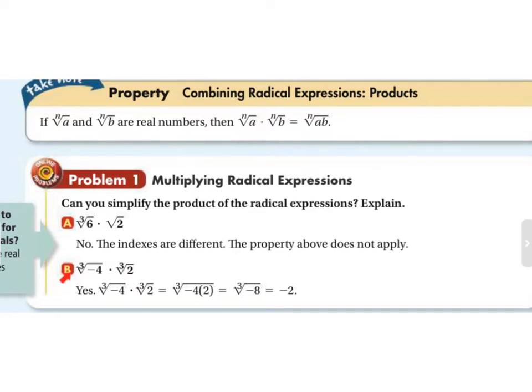On B, they are. Both are cube root. So that means I can take what's underneath, the -4 and the 2 in this case, and I can multiply them times each other to get -8. So I want the cube root of -8, which is -2.